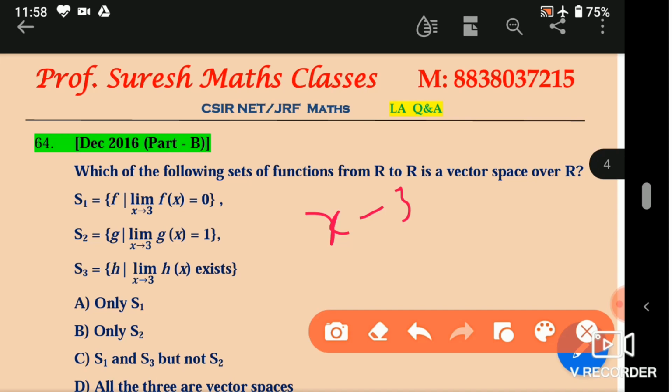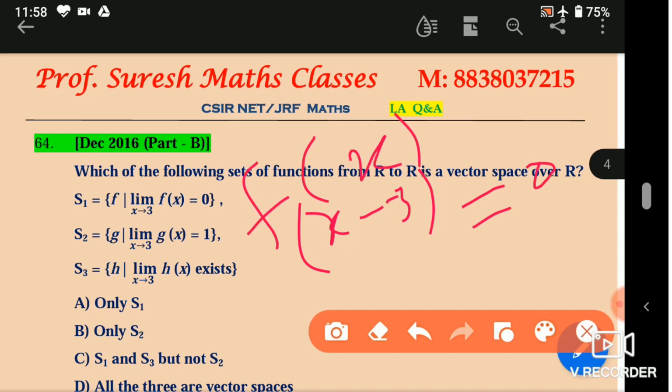For example, take x minus 3. Take this as f of x. If you take limit x tends to 3, you will get 0. So this function belongs to this collection. That is the meaning. So f of x equal to x minus 3 belongs to this collection, like that. x minus 3 the whole square, x minus 3 into x minus 2, like that. And also, what about 0?